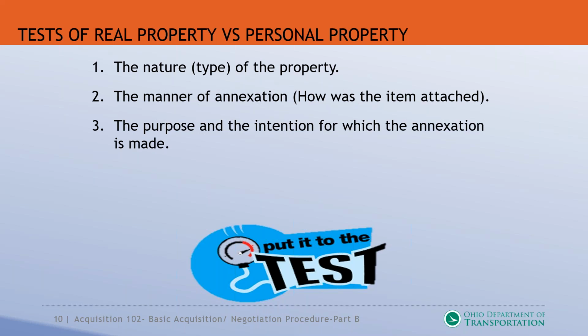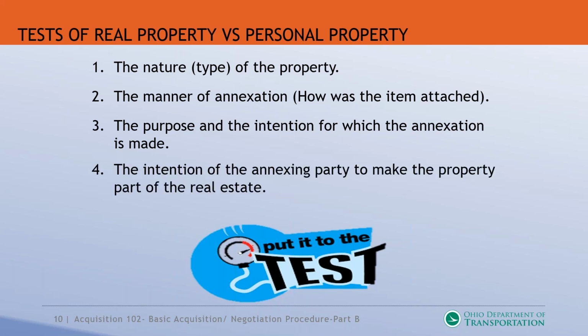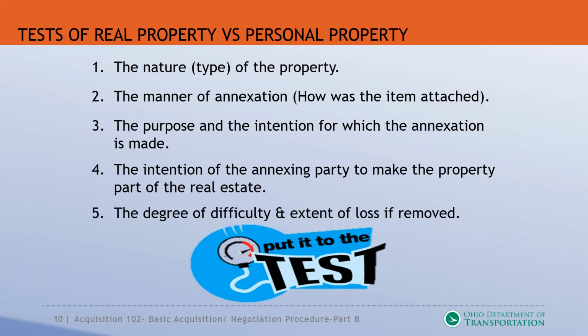So did the owner put a hot tub and just throw it down on a concrete slab? Or did they put a hot tub down and build a large deck around it where you can reasonably assume that they would never move it? What was the intention of the annexing party to make the property part of the real estate? And what is the degree of difficulty and extent of loss if it is removed?